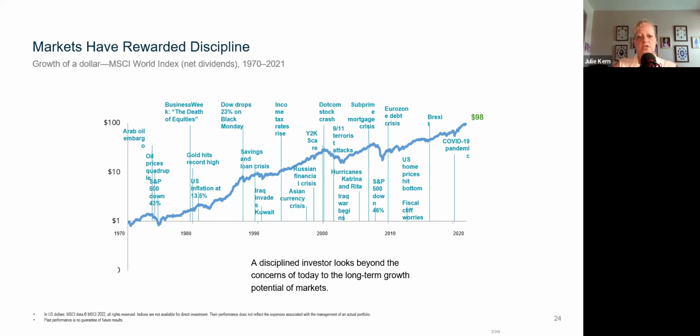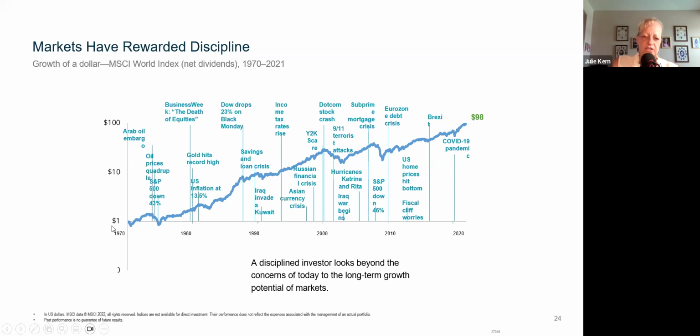And this chart just shows all of the biggest news events that you can think of that would have affected the stock market going back to 1970. So we have things like US inflation at 13.5%. We have Black Monday. We have the savings and loan crisis. We have what we call the financial crisis, the subprime mortgage crisis. We have the Iraq war. We have COVID. We have all these things.